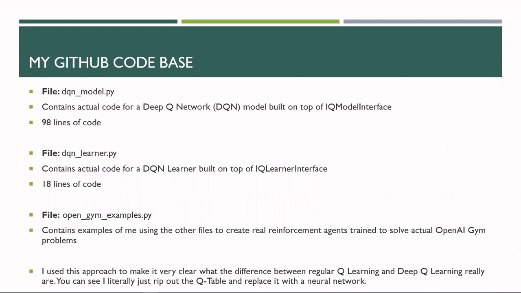And the reason why I implemented it like this is I really wanted to show the relationship between deep reinforcement learning and regular reinforcement learning. And that it really is just a matter of you rip the one part out, the Q table, and replace it with the neural network, and everything else stays the same, okay?